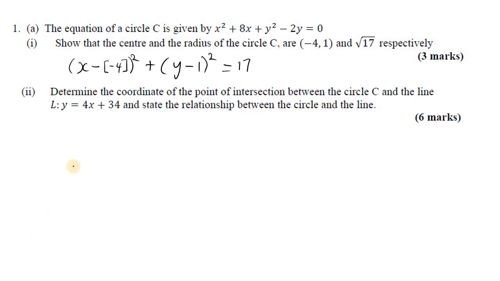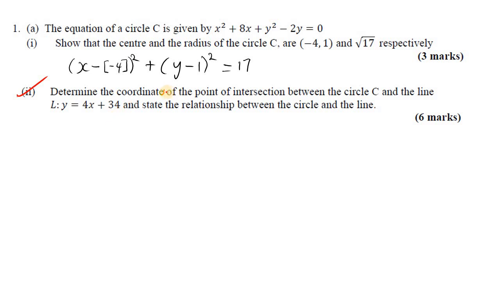Now we want to look at part 2. For part 2, we are to determine the coordinates of the points of intersection between the circle C and the line L, being y equals 4x plus 34. And then we are to state the relationship between the circle and the line.